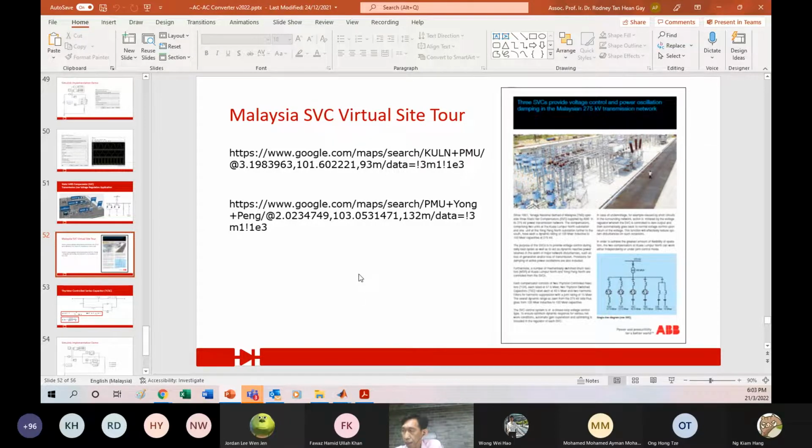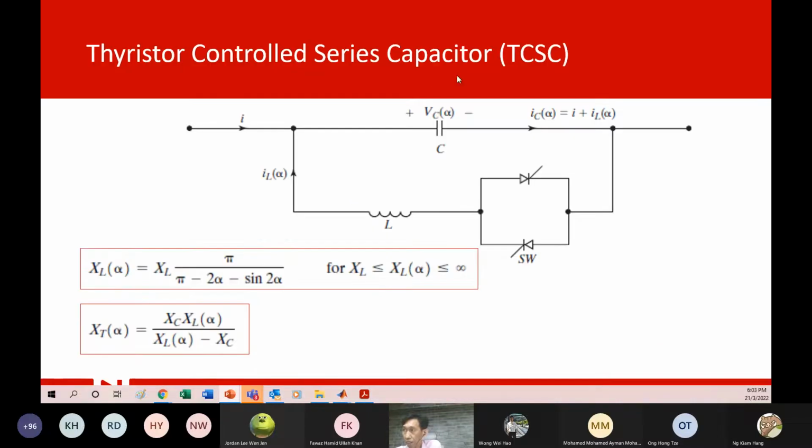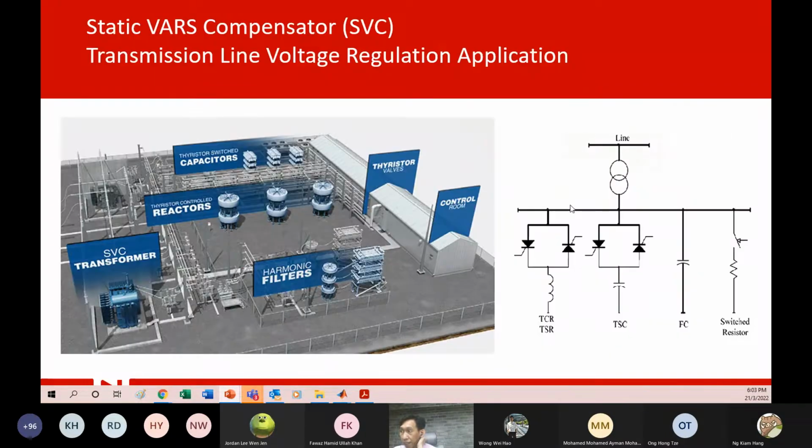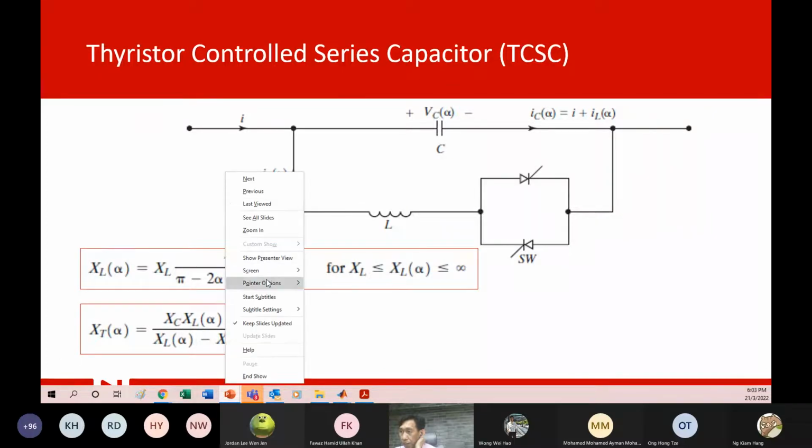All right. So now we move on to the last one. It's what we call the thyristor controlled series capacitor, a TCSC. Now, what we have learned so far is all connected in parallel, right? See, all these are in parallel. But there is also another way of controlling the power flow, which is to connect it in series.